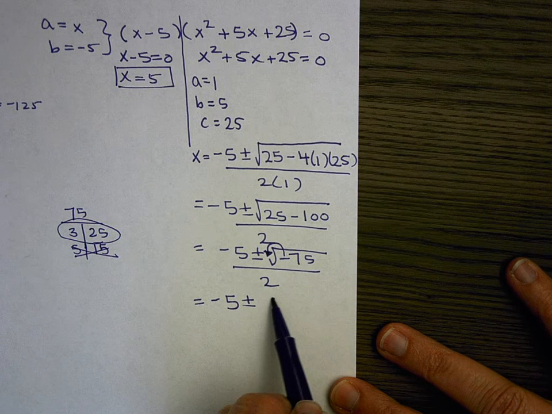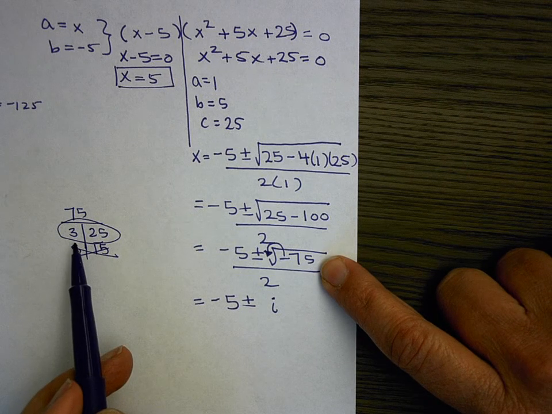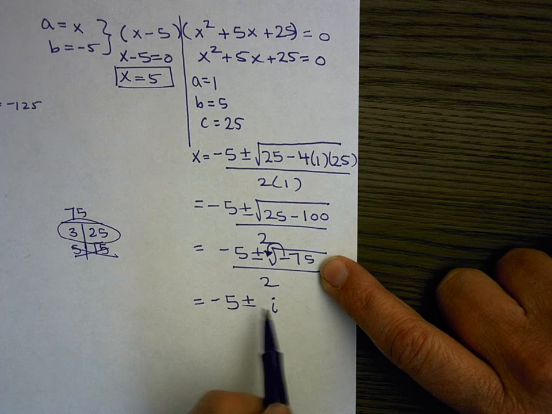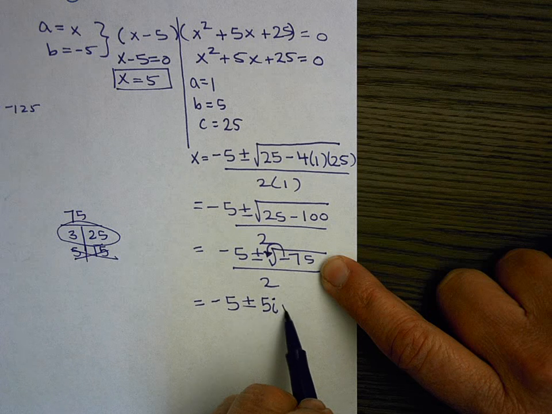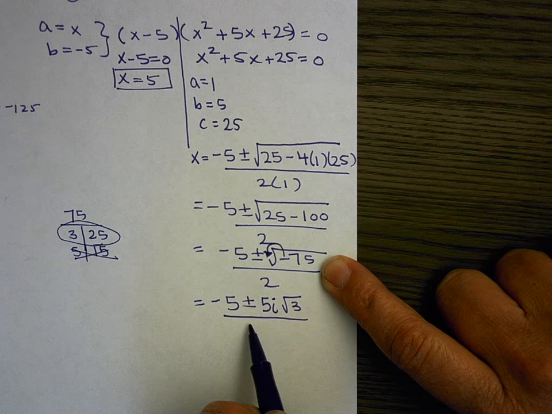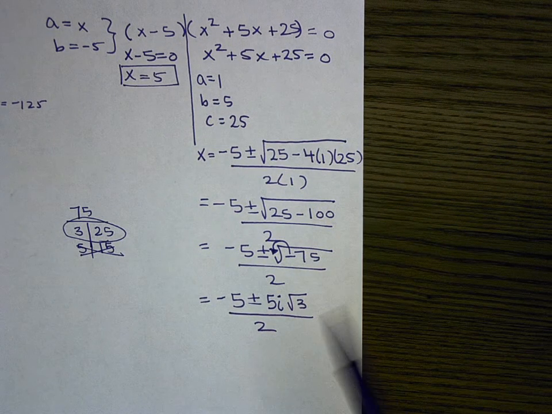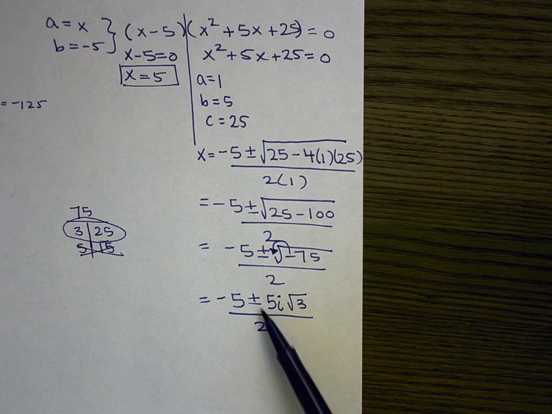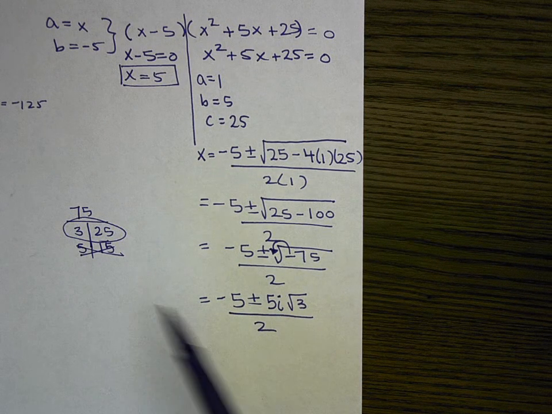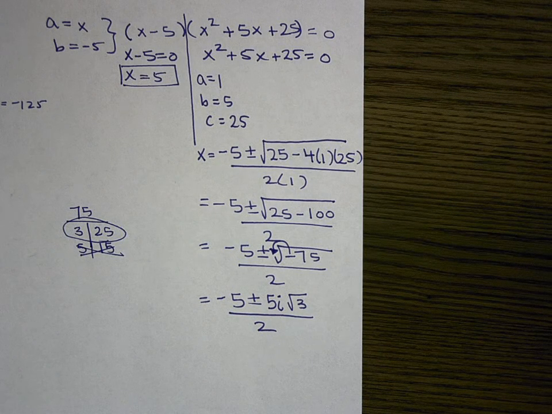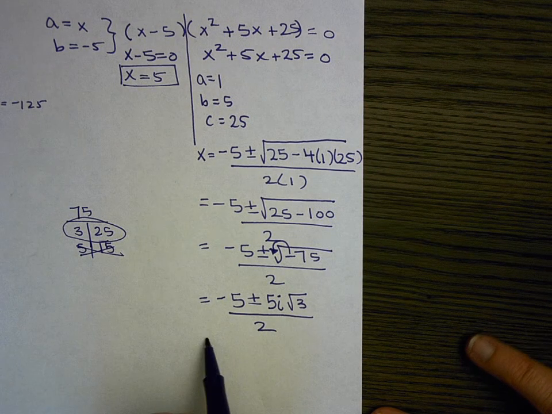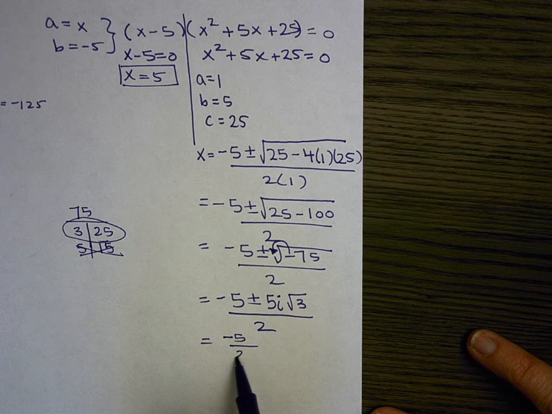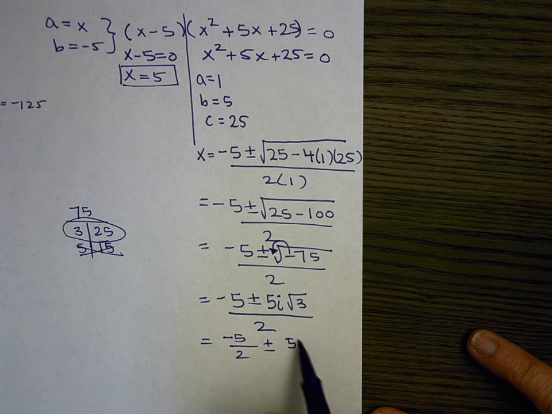And then now for my 75, I know the square root of 25 is 5, and then I don't know the square root of 3. So the negative became the I. 25's root is 5, so I want to put that in front because I5 doesn't make sense. And then the square root of 3. And then because I have an imaginary number, I need to split it, right? I need to have the real part separate from the imaginary part. So then I would have negative 5 over 2, and then 5i root 3 over 2.